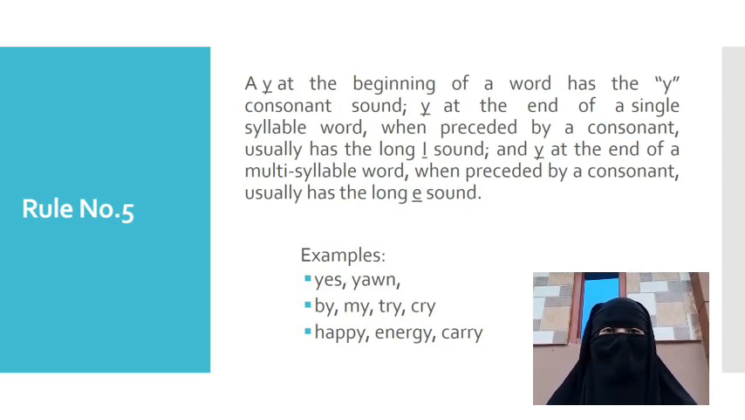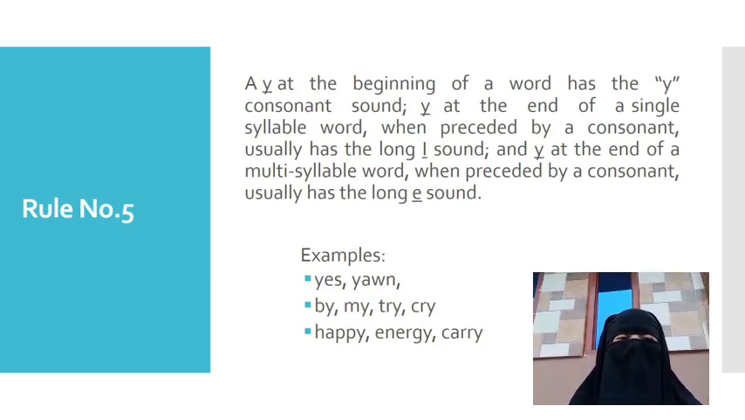The second part is when Y is at the end of a single syllable word, when preceded by a consonant, it has the long I sound. So what do we call a single syllable word? A single syllable word is a word that has only one syllable. For example, buy, my, try, and cry.